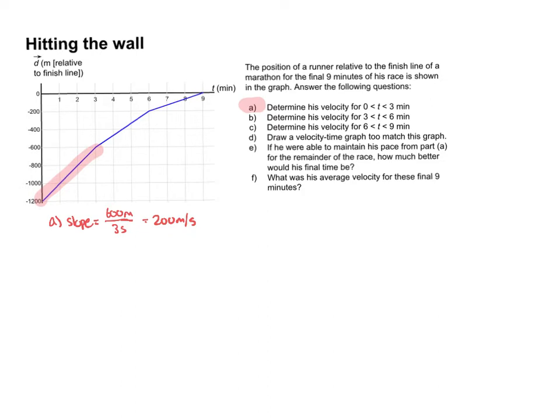And it's asking for the velocity, so I'll give a direction here. Now, if you look at the graph, read the heading, it says the direction is relative to the finish line. So this would be positive 200 meters per second. I'll just say it's going towards the finish line.